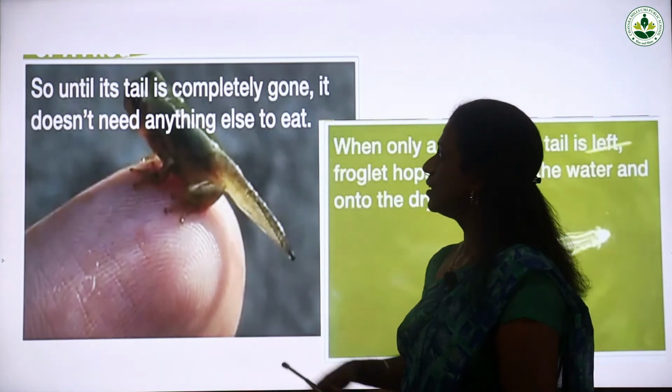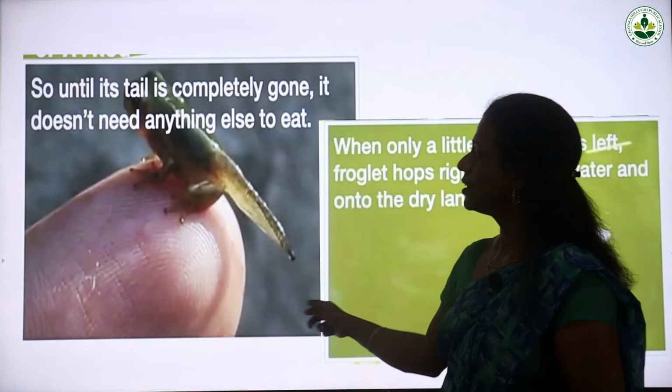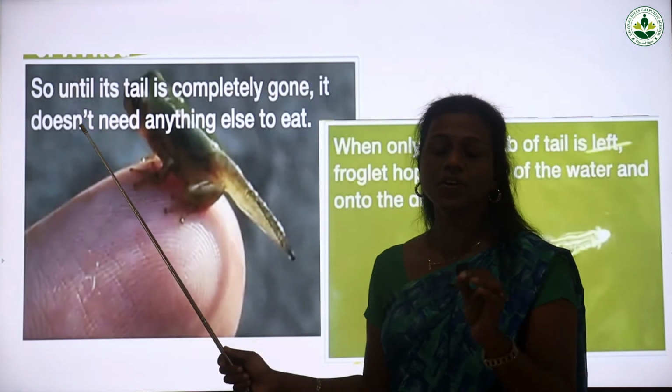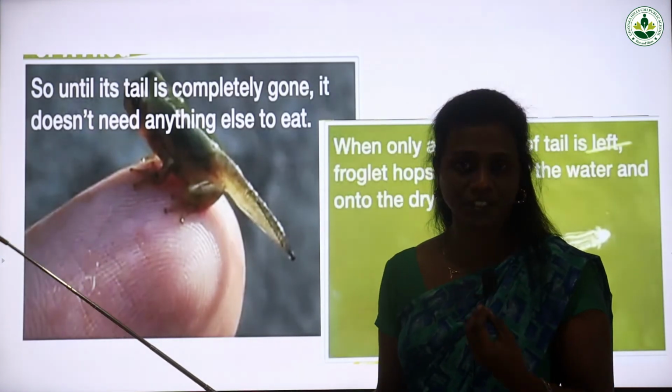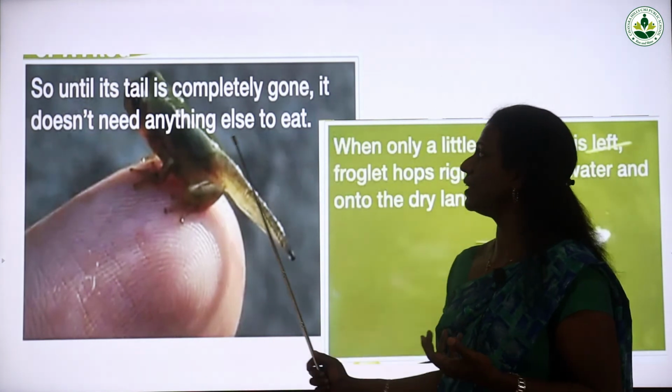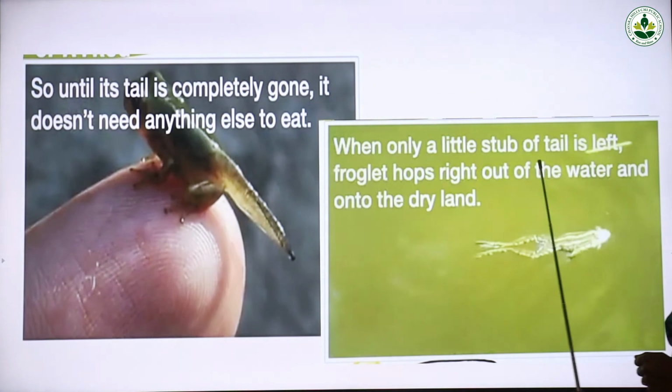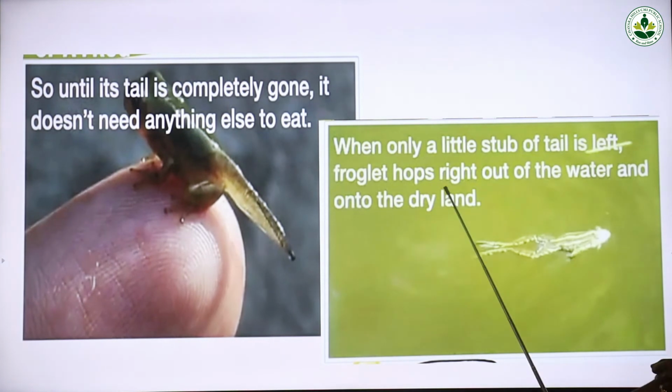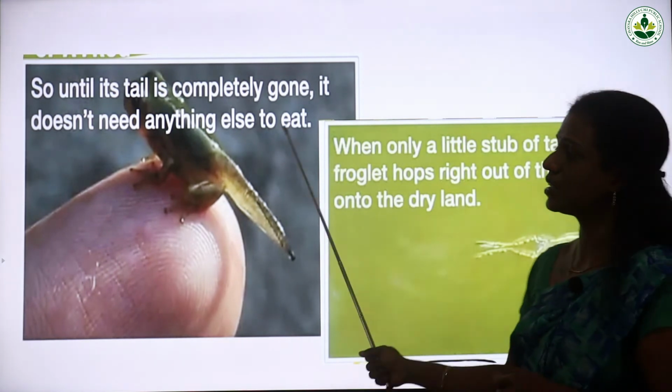So after the tadpole stage, next stage, in the froglet stage, the tail becomes shorter and shorter. So finally it will completely go. So at that time, it doesn't need anything else to eat. When only a little stub of tail is left, the froglet hops right out of the water and on to the dry land. So the next stage is froglet.